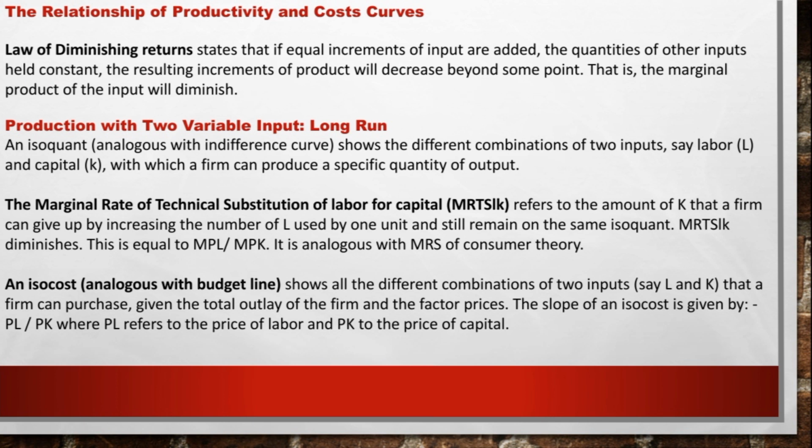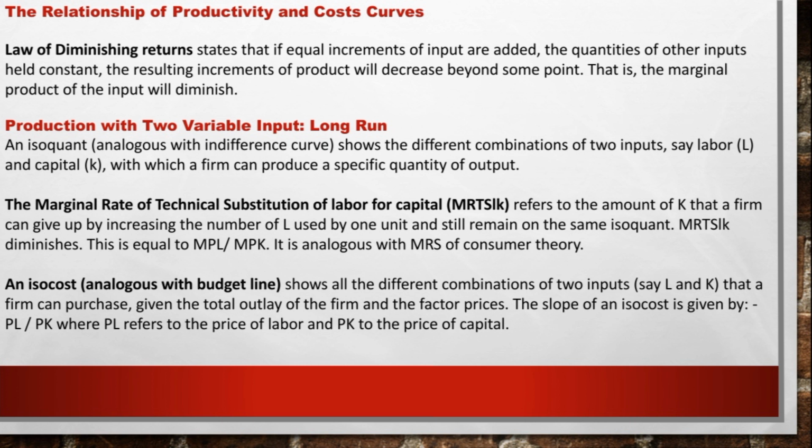The law of diminishing returns states that if equal increments of one input are added, the quantities of other inputs being held constant, the resulting increments of product will decrease beyond some point. That is, the marginal product of the input will diminish. Production with two variable inputs in the long run.